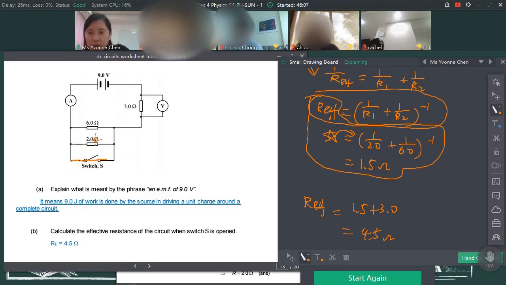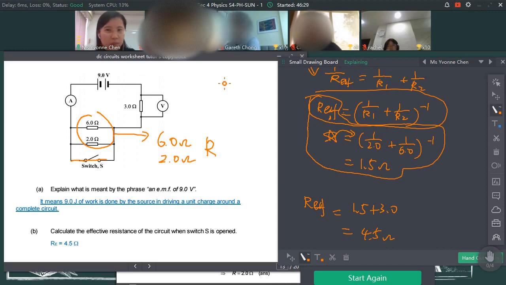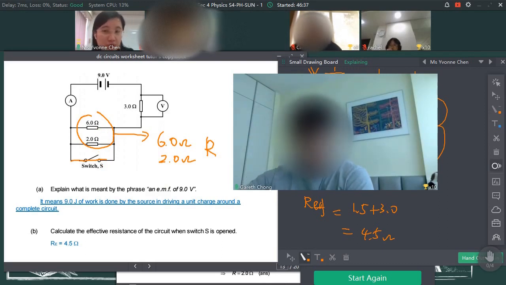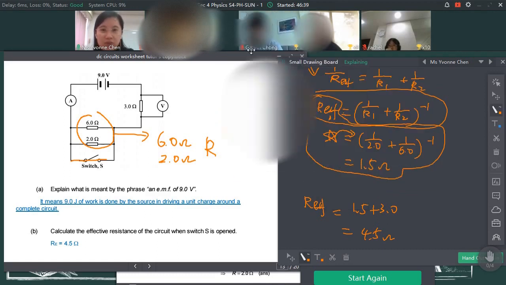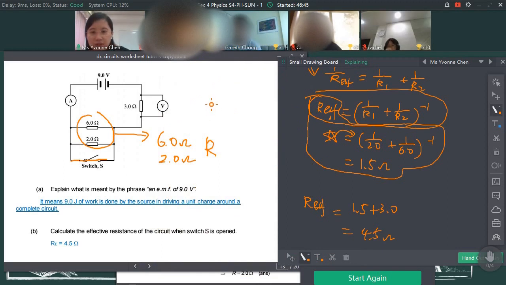it becomes this, right? What are we going to say about these two resistors? What happened to them? There's a technical term, a physics term, to describe what happened to the 6.0 ohm and the 2.0 ohm resistor. Is it closed circuit or open circuit? Gareth, what do you think? Short circuit. Short circuit, very good. The term is short circuit. Thank you, Gareth.